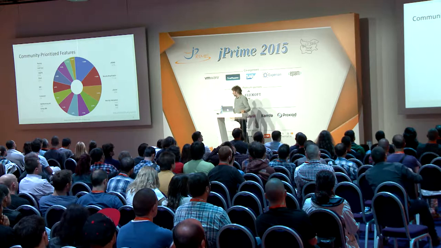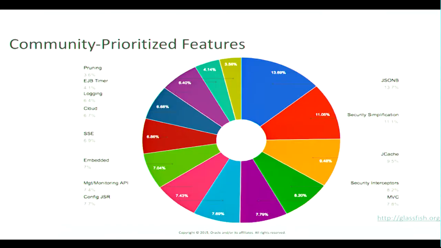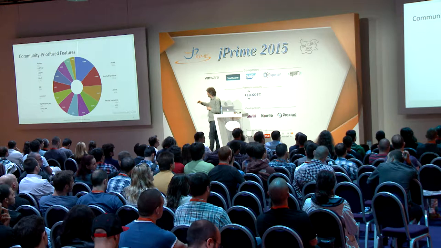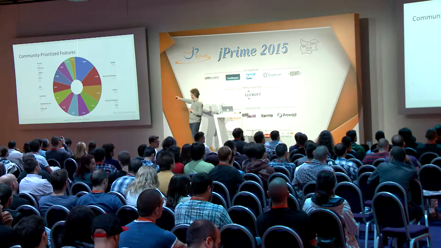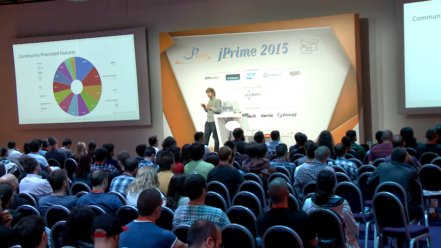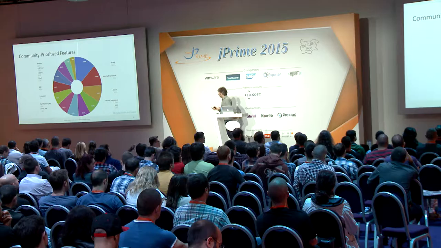So this is basically the end result of the community survey. I will not go into the details. If you want to know more, just go to glassfish.org/survey. But these are the results. If you take the second one, security simplification, and the fourth one, security interceptors, and combine those two together, security is a big deal for Java EE 8.